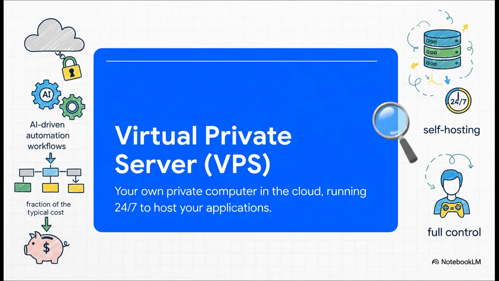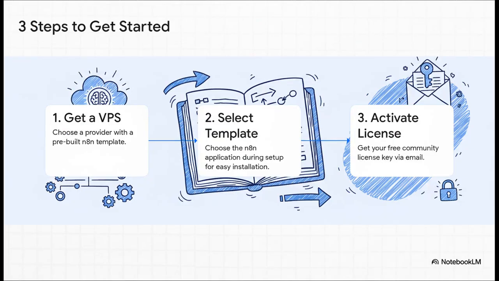Now, the key to all of this is something called a virtual private server, or a VPS. And don't let the name intimidate you, okay? The easiest way to think about it is it's just your own little private computer that lives up in the cloud. It's on 24/7, just waiting to run your n8n automations for you. And getting started is way easier than you'd think.